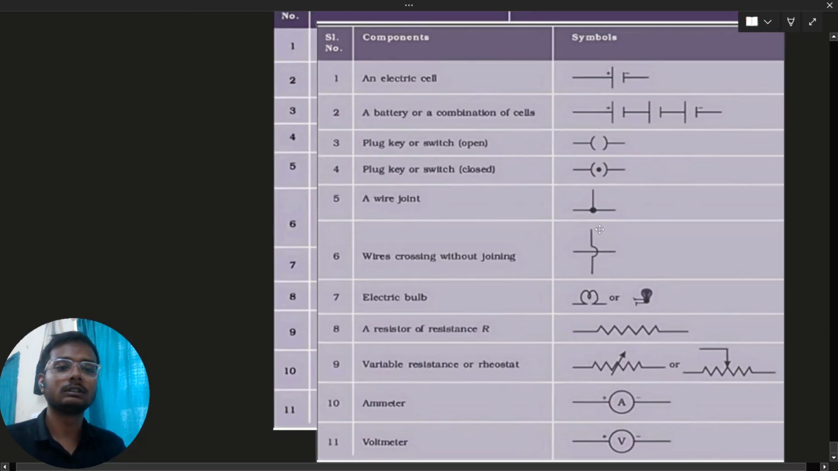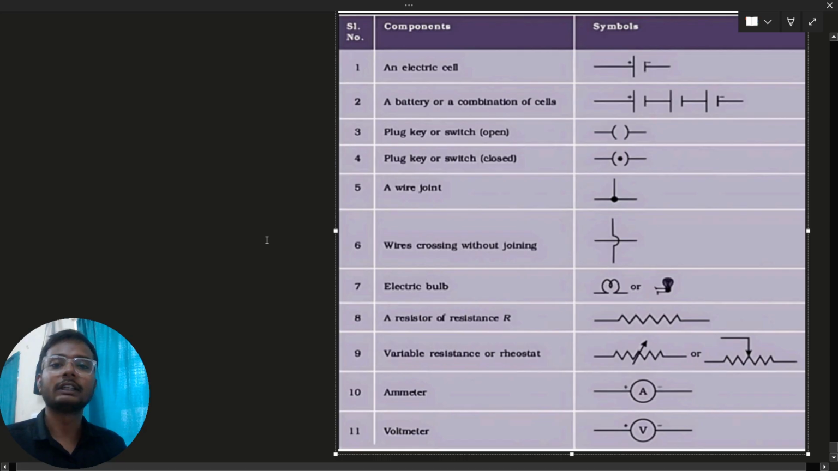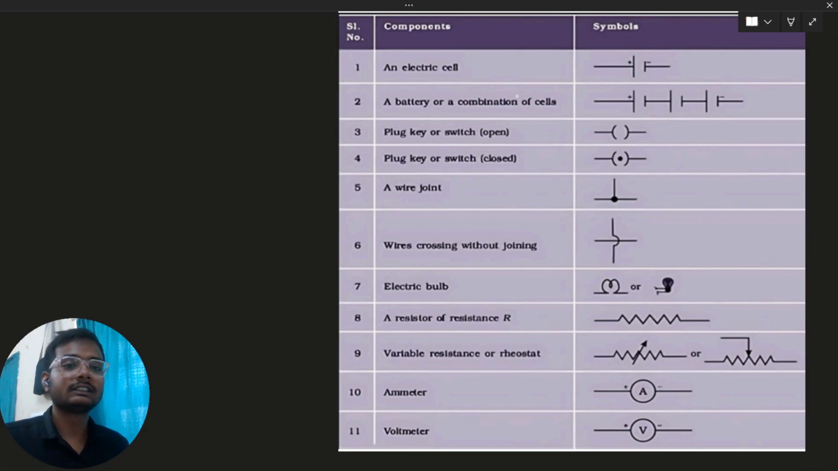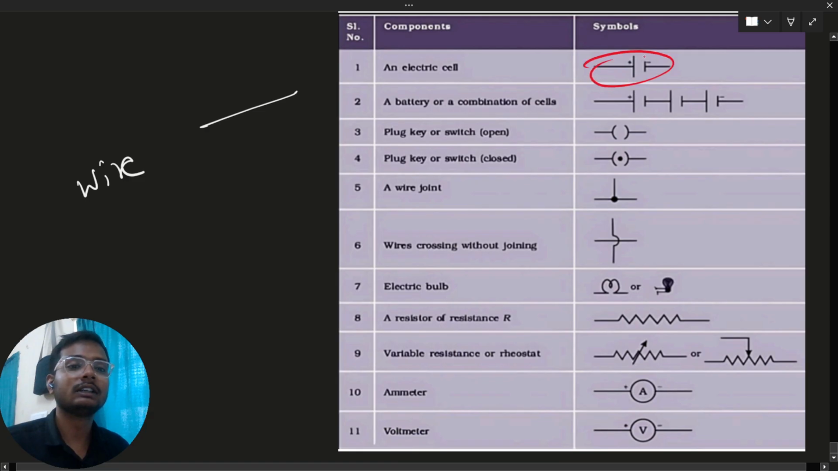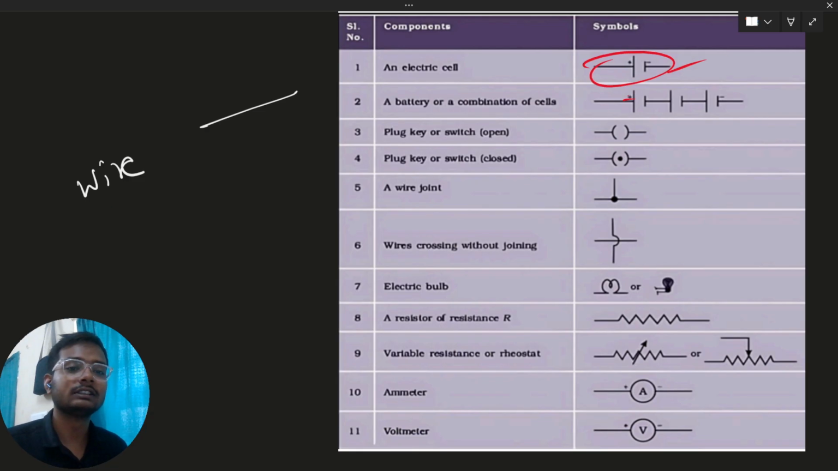Better I take it here. Okay, now see, it starts with the electric cell. इससे भी पहले एक wire का वो आता है. When we have to show wire, so we just denote with a single line. Electric cell is denoted by this. Battery. Okay, so battery will be denoted like, see, this is plus and here it is minus.